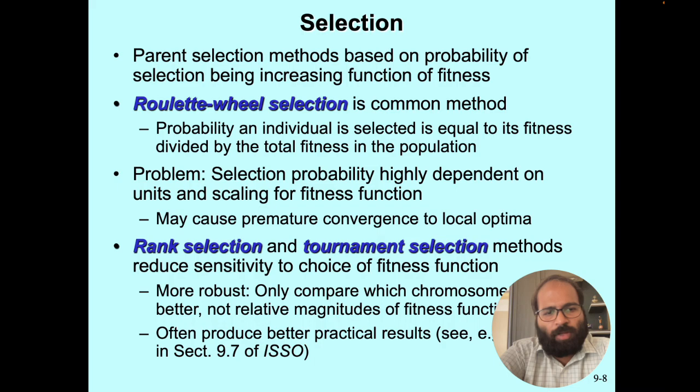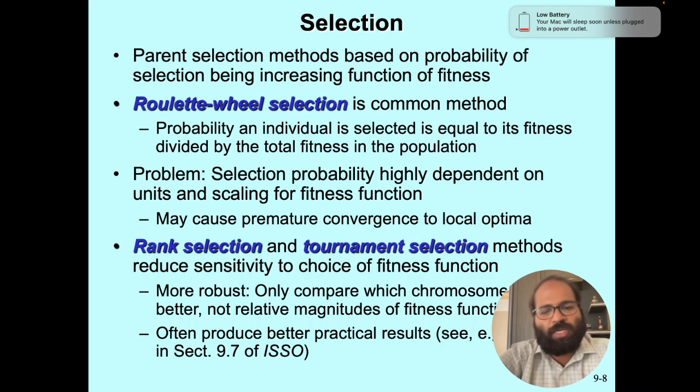It is a probability based method where the selection of the solution is based on a random fashion. The selection probability is highly dependent on units and scaling of the fitness function. The problem here is it may cause premature convergence to a local optimum. Genetic algorithm usually deals with global optimal problems, however, local optimal also has to be taken into account. Two other selection methods, besides roulette wheel selection, are rank selection and tournament selection, which we'll see in detail in future classes.